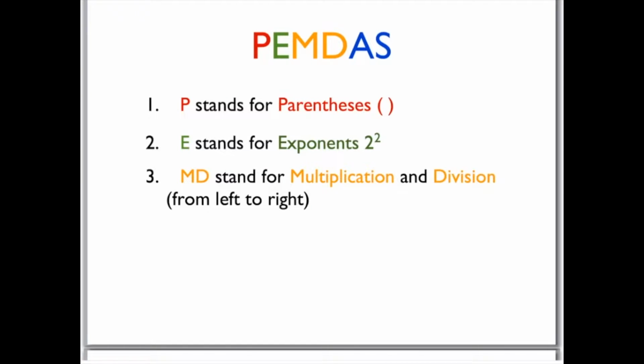Third, we go to the MD, and that stands for multiplication and division. Now, we always want to look at multiplication and division from left to right. So that means if I have a problem like 4 times 3 divided by 2, I'm always going to start at the left and do 12 and then do my division to get 6.